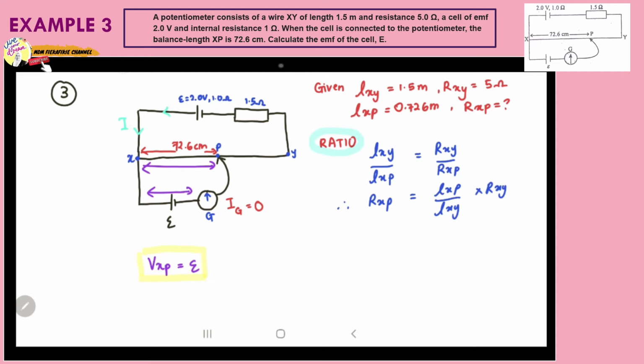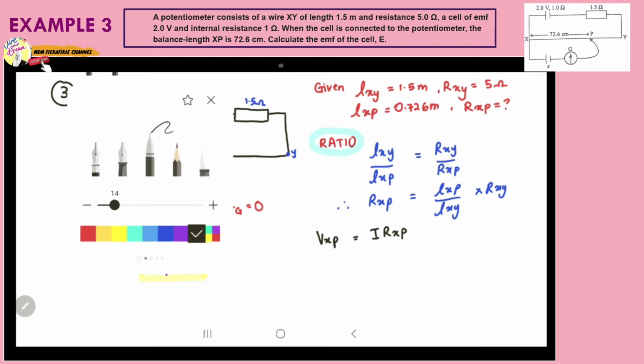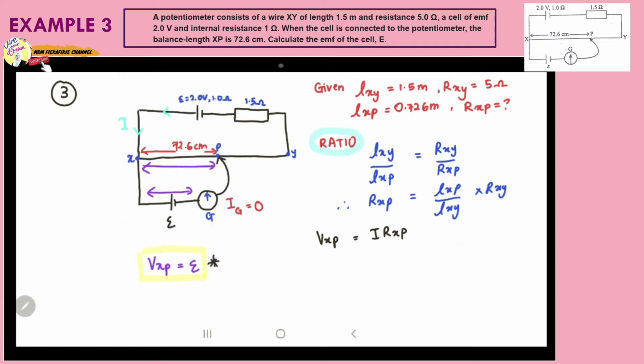We want to calculate what is the EMF of the unknown cell. So let's try to change the color first. Based on this information, Vxp is equal to I Rxp. Remember, Vxp is equal to I Rxp. So now, I want to calculate what is the amount of current that flows in this circuit. Let's calculate I first. So how to calculate I?